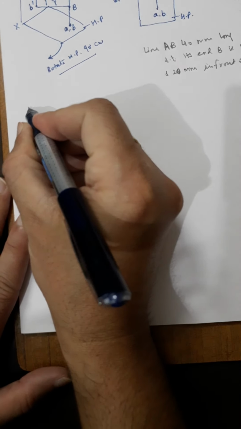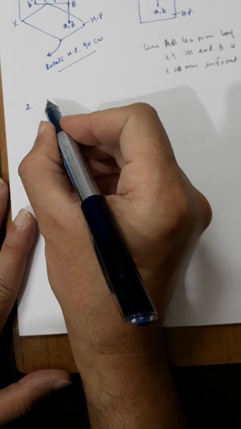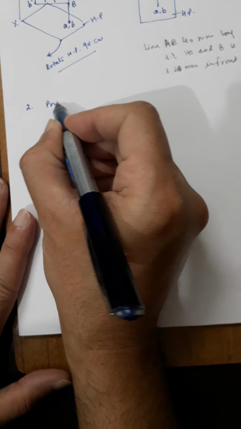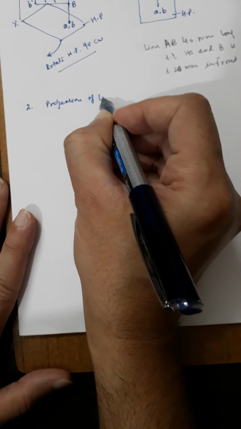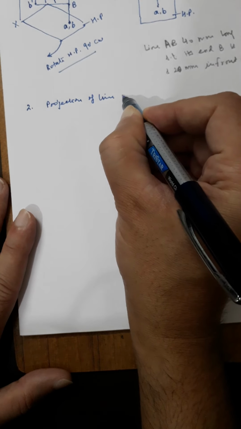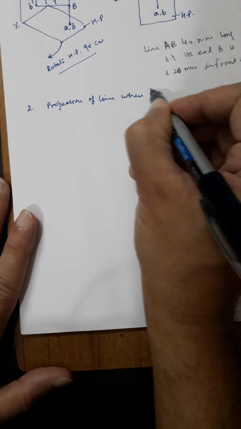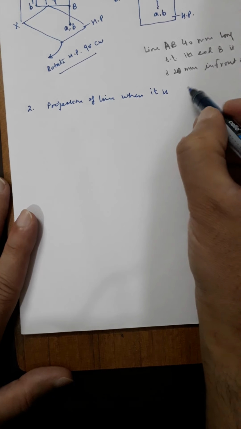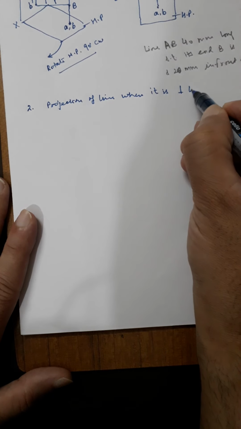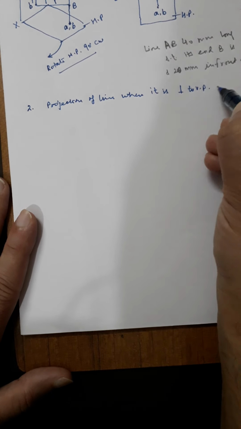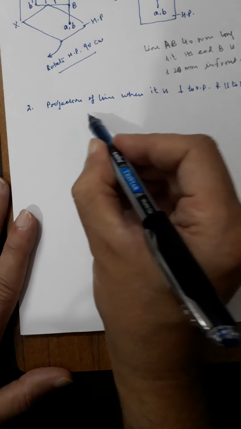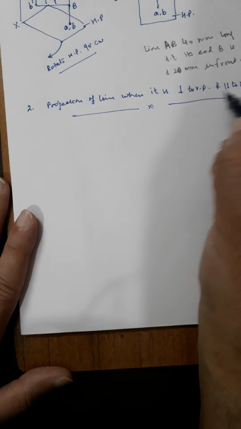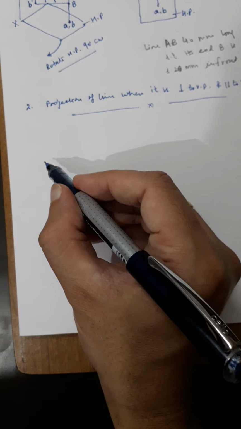Now I will discuss the second case, that is the projection of the line, when it is perpendicular to VP and parallel to HP. Okay, now what will be its pictorial view? I will show you. First the pictorial view I will show.